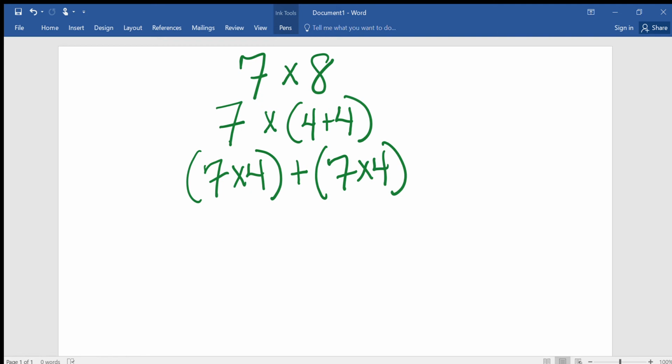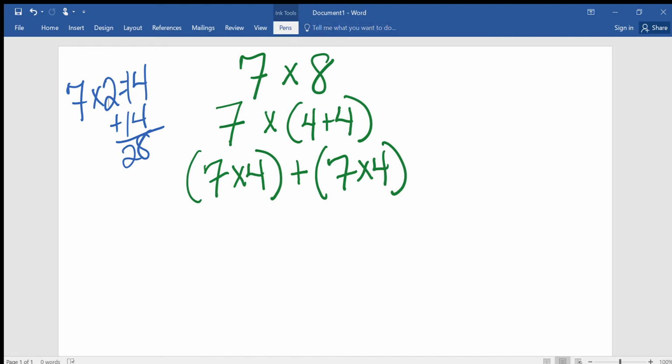Now we're not done. So let me show you in a different color. So if 7 times 2 is 14, I need to double that 14 because the 2 is half of 4. So 14 and 14, I'm going to have 28. Okay? So that tells me that 7 times 4 is 28.